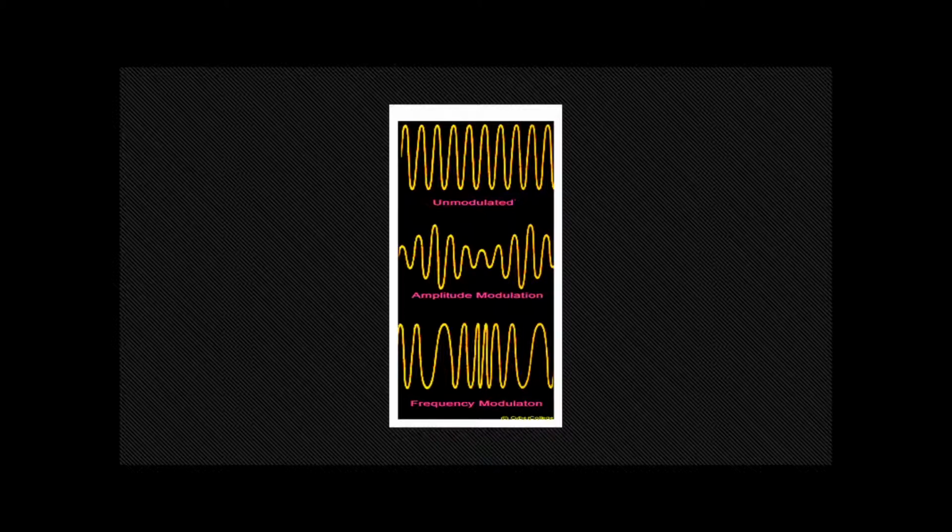So the top picture is an unmodulated radio wave. This is what it looks like. This is without any tampering whatsoever. An AM radio wave, or the amplitude modulation, is what your AM station looks like. So it's not affecting the frequency of the wave, but it's affecting the amplitude. And remember, the amplitude is the height of the wave from the rest point.